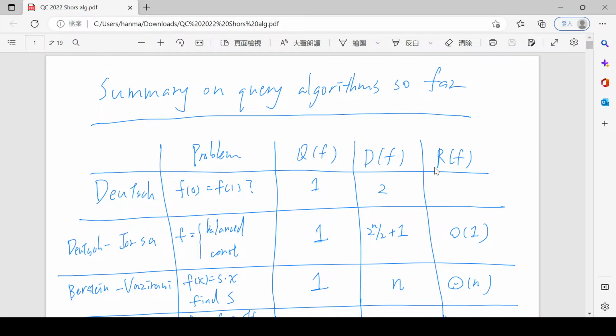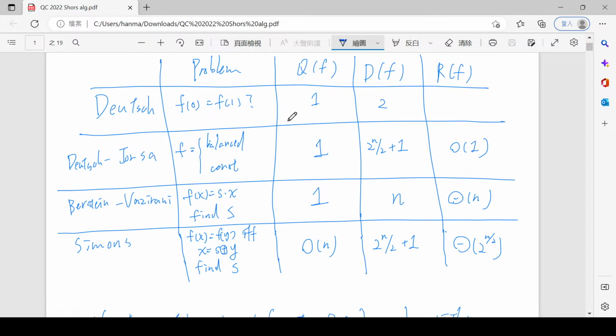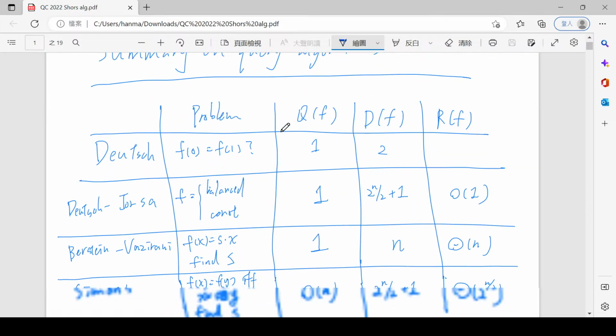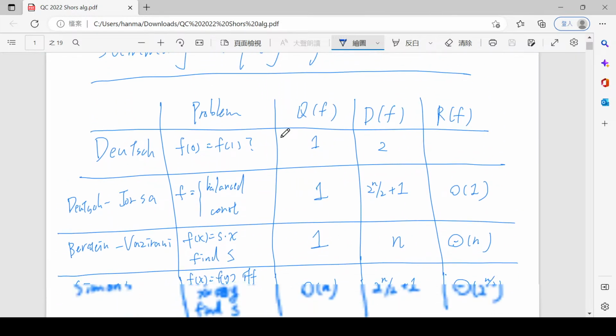Okay. So now let's backtrack to our algorithm course. Now we are ready to start going into our first big algorithm, which is Shor's algorithm. So let's start with a small recap of the algorithms we talked about before the midterm.